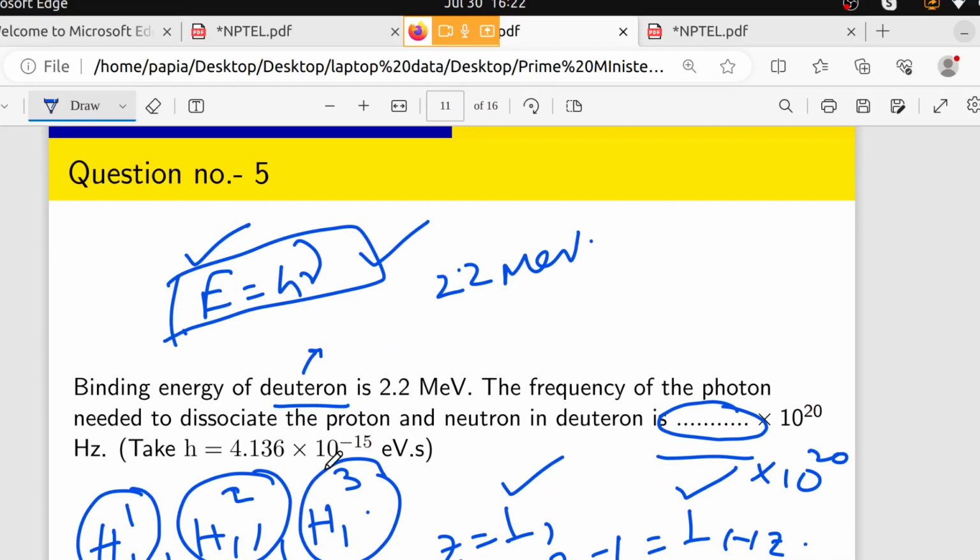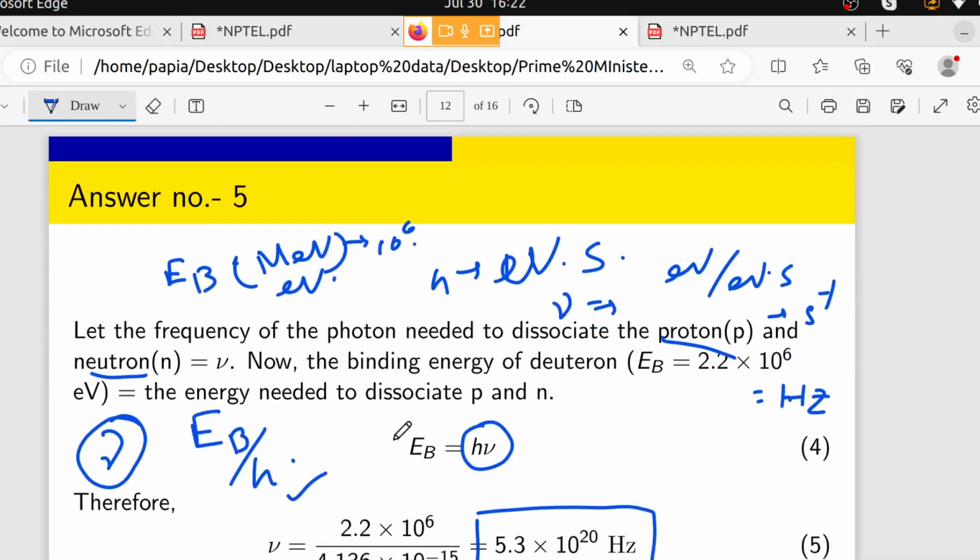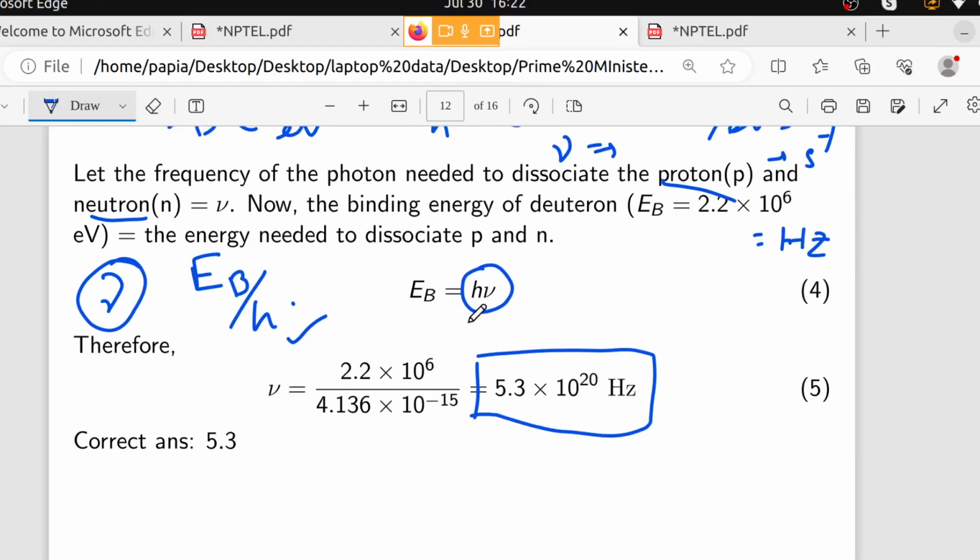Now coming to the fifth one. The binding energy of deuterium is given, and we have to calculate the frequency of the photon needed to dissociate the proton and the neutron in deuterium. For that we have the simple relation E equals h nu, where E is the EB, the binding energy of deuterium. Putting EB equals h nu and the value of h, we can get the value of nu.